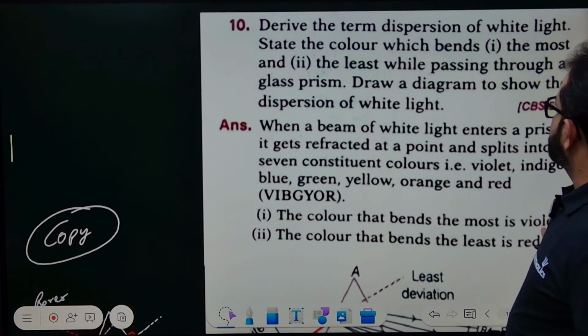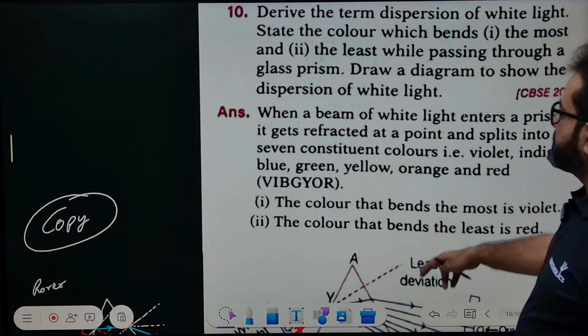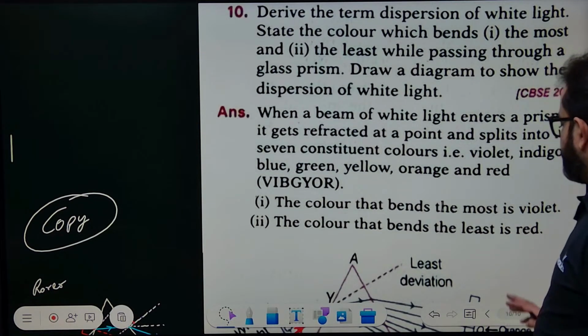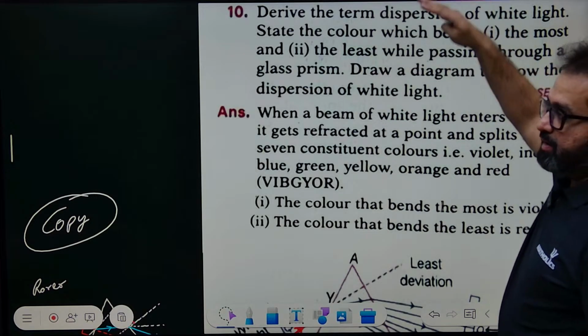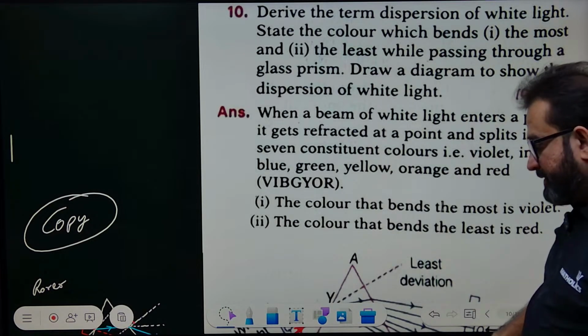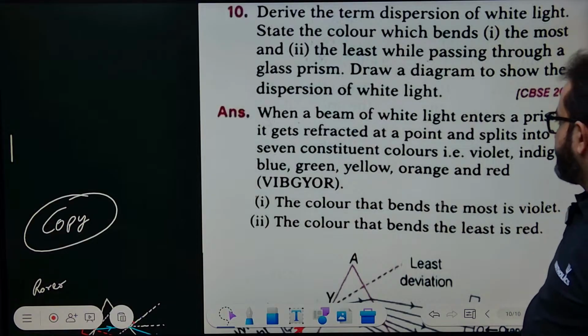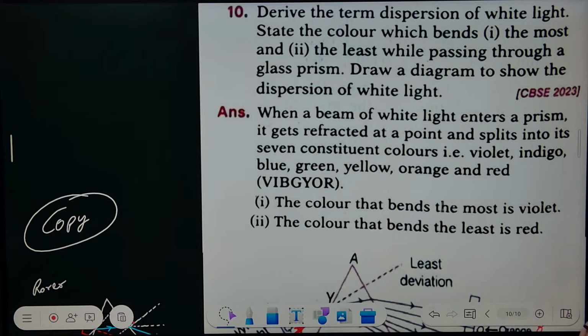So this is how the dispersion of white light is carried out inside a prism. And outside the prism, what happens? We have seen VIBGYOR. The maximum bending is in violet. The minimum bending is in red. Okay, so let's move forward.